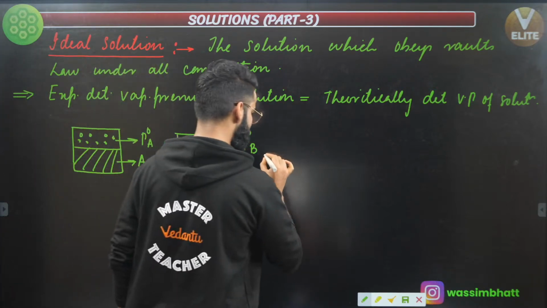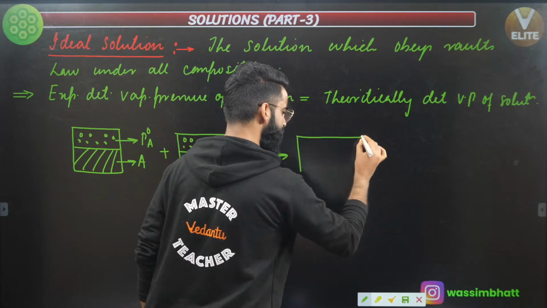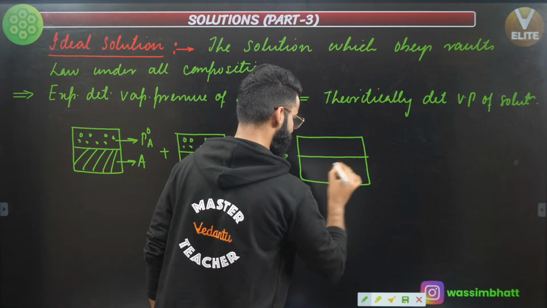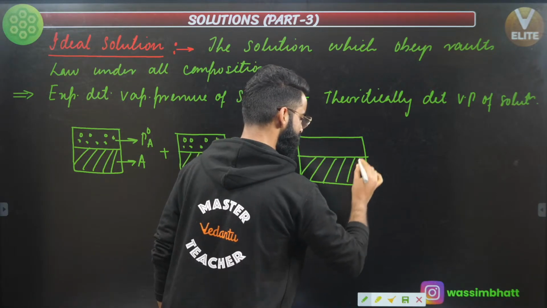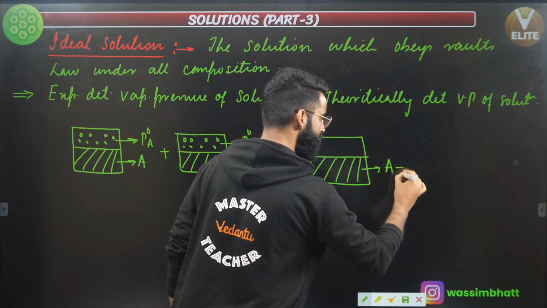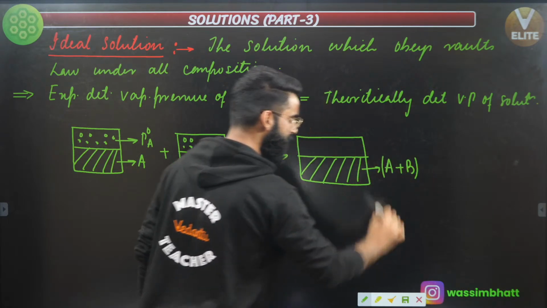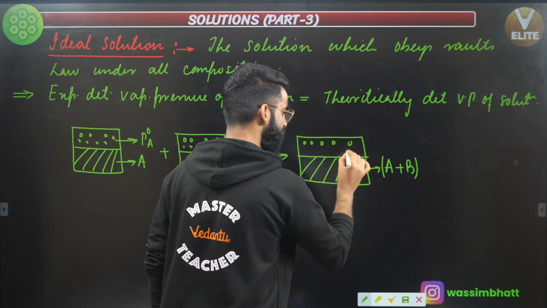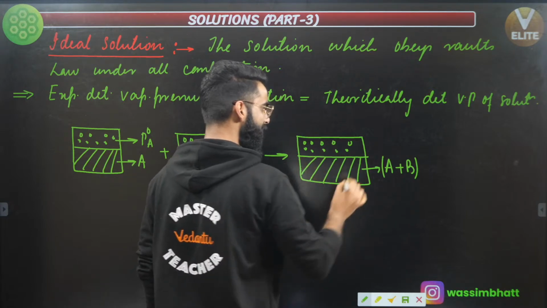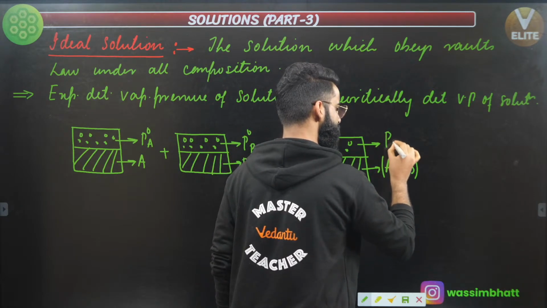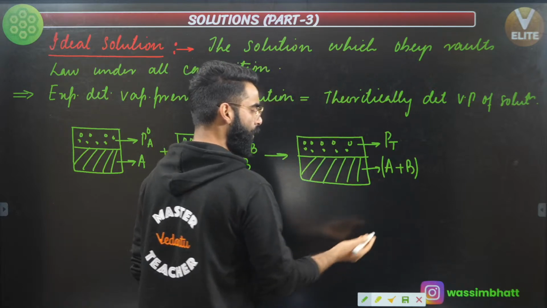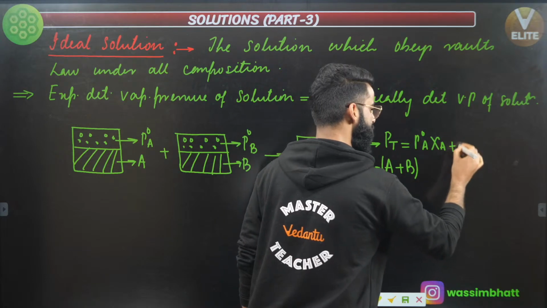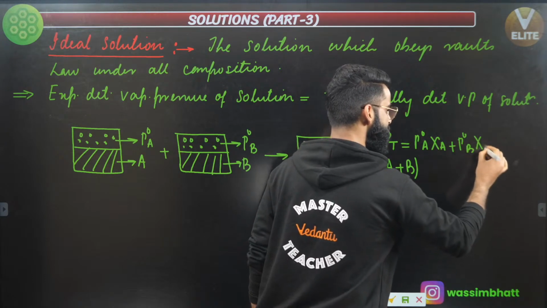Now what I am doing is, I'm simply mixing these two liquids up, which are both volatile in nature. So what I'll be getting right here is a solution containing volatile liquids A and B. At the same time, in this space we'll be having the vapors of A and B, and the total vapor pressure of the solution I'm representing by PT. As per Raoult's law, PT is equal to P naught A multiplied by chi A plus P naught B multiplied by chi B, correct?